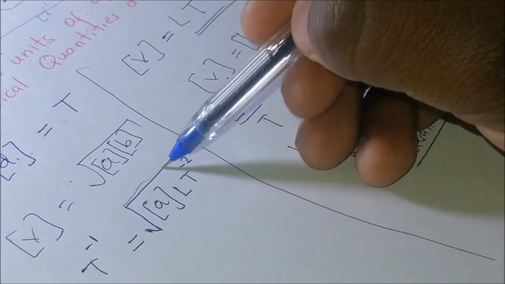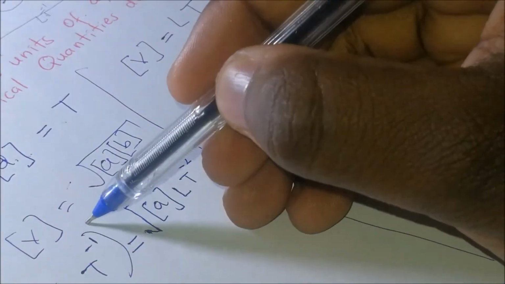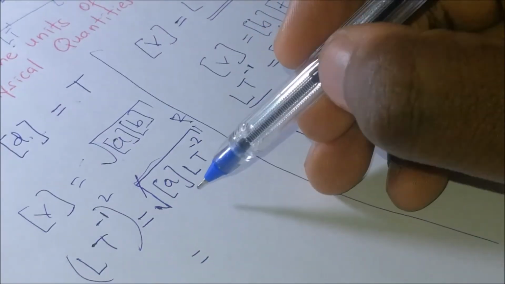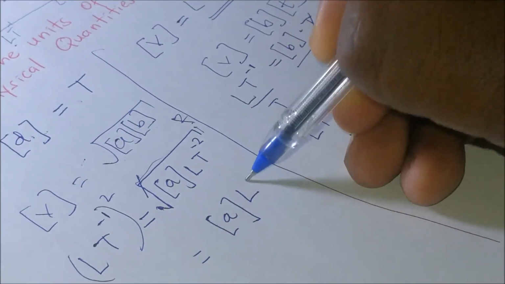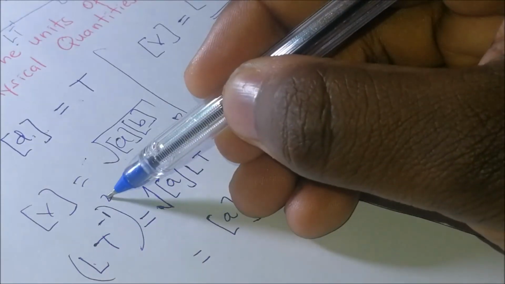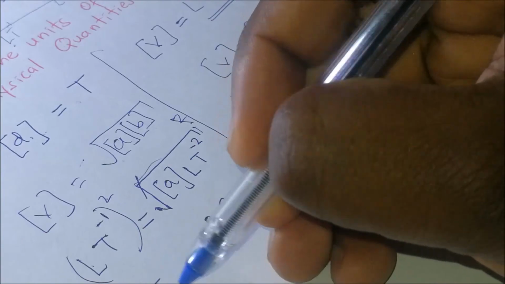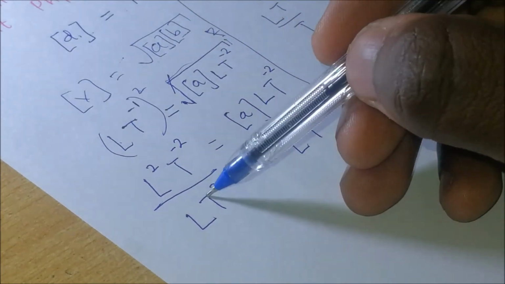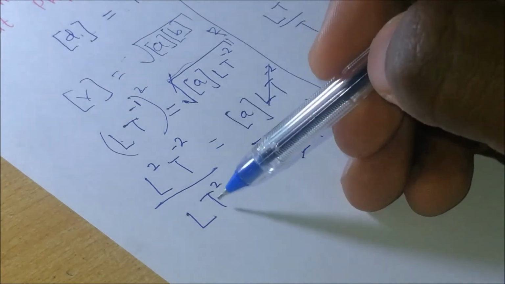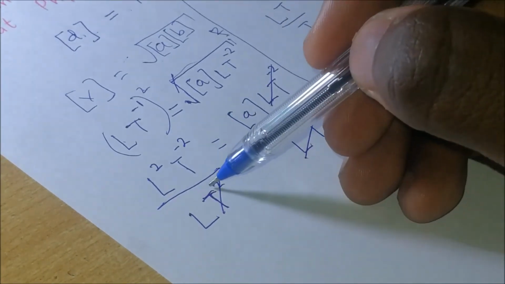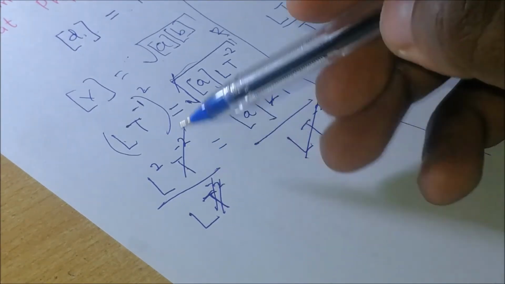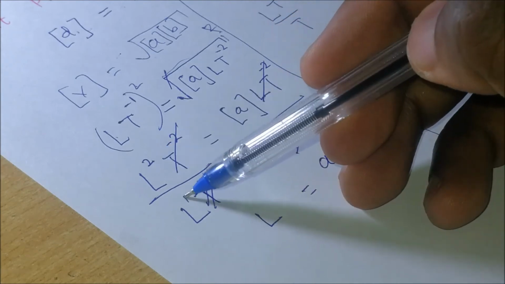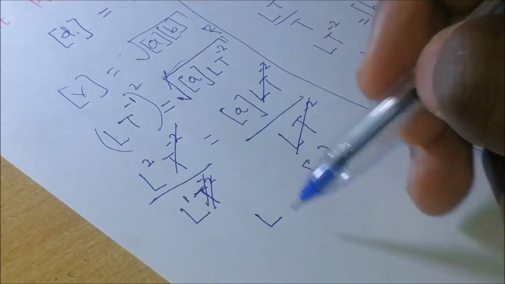Now let's first get rid of this square root sign by squaring both sides, so that the square root sign dies with that. What remains here is the dimensions of A times LT to the power negative 2 is equal to L squared, T to the power negative 2. So we divide both sides by LT to the power negative 2, so that this goes with that, and T to the power negative 2 goes with that. So here the dimensions of A are L. This is 2 minus 1 here, you remain with L. And that is also a length, which is meters.